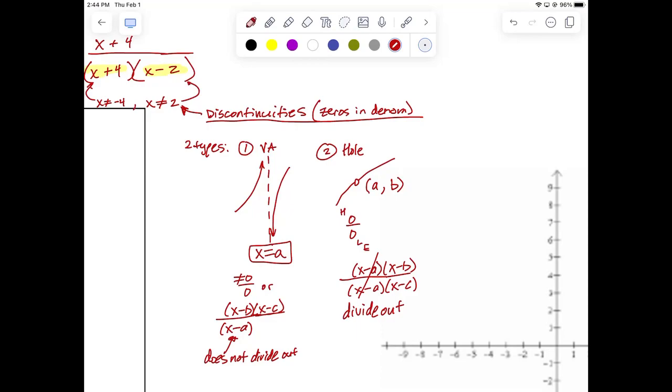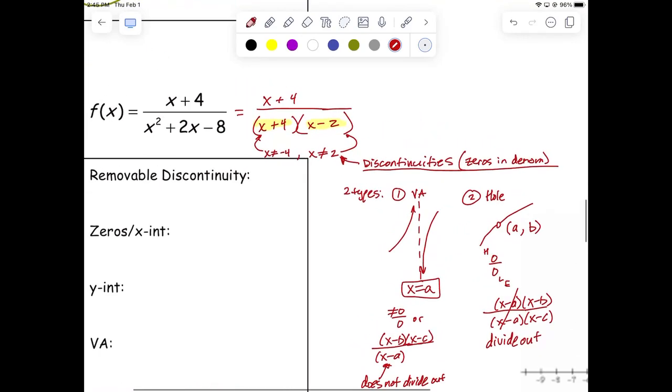So you first look, does it make the denominator 0? Yes. So those are not in the domain. They're both discontinuities. What type are they? Does it divide out? Yes, it's a hole. No, it's a vertical asymptote. If it does divide out, I'm going to show you how to find the y value of the hole.